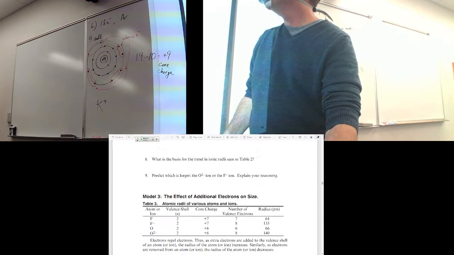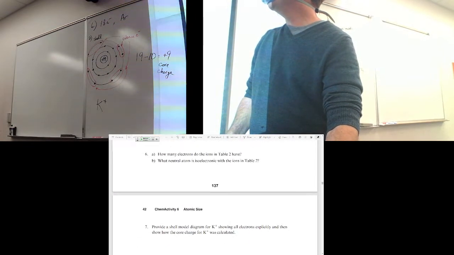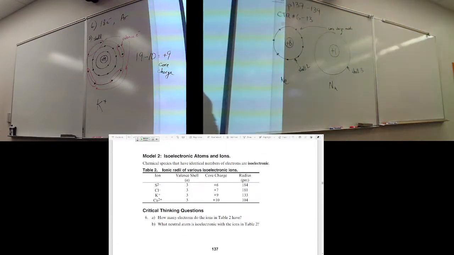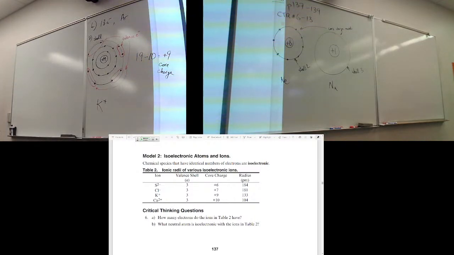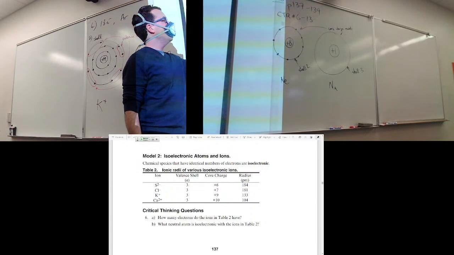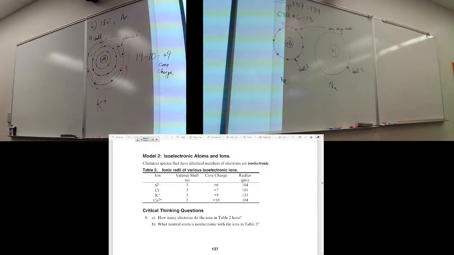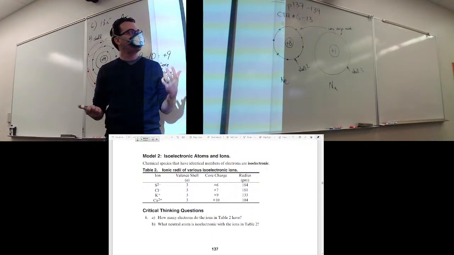Next. Predict which is larger, the O2 minus ion or the F minus ion. Well, O2 minus versus F minus, why those? F minus would be the ion formed from fluorine, O2 minus would be the ion formed from oxygen. Those are just one period up from S2 minus and Cl minus. And if the trend fits, S2 minus and Cl minus have a core charge of +6 and +7 respectively. Fluorine and oxygen should be the same way. They should operate the same way.